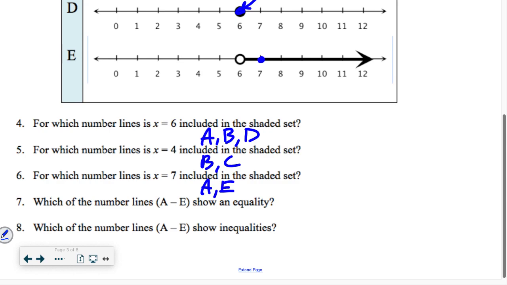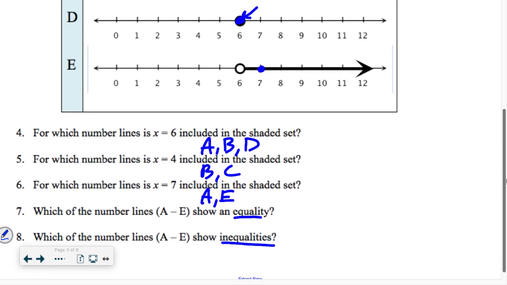So which ones show an equality and which ones show an inequality? There is one single equality, and that is D. D is actually showing the equality x equals 6. That's the only solution there. Everything else is an inequality because it has a range of values that work. So we have A, B, C, and E. So this is what it means to be a solution to our inequalities. It has to be within the shaded region.